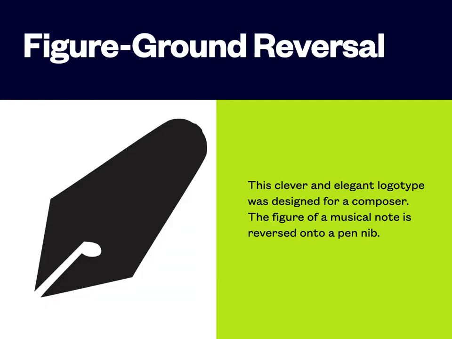Figure ground reversal. This is one of my favorite effects. This is a graphic effect in which the figure can function as ground and ground as figure. The shapes and the form and the space cause you to see an in-between image. So look at this example where we're looking at the pen, and you could see a musical note in the reverse of the pen.